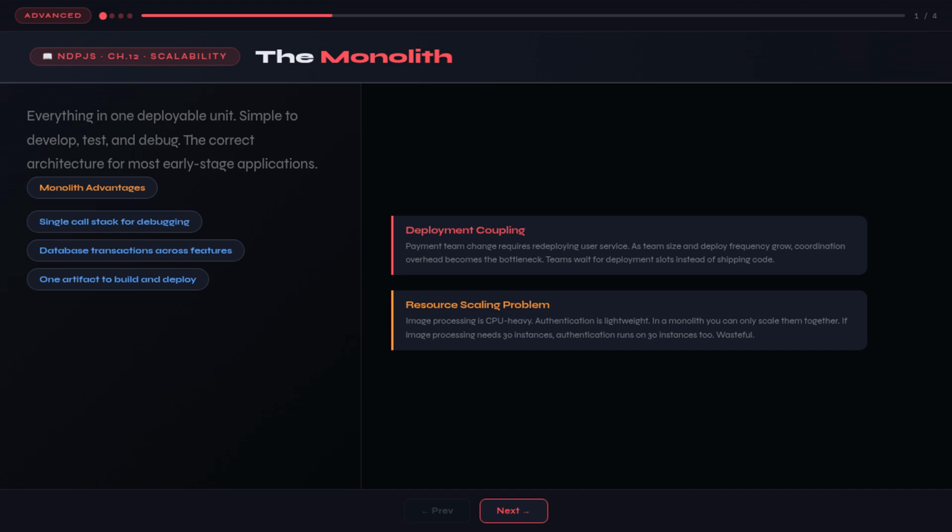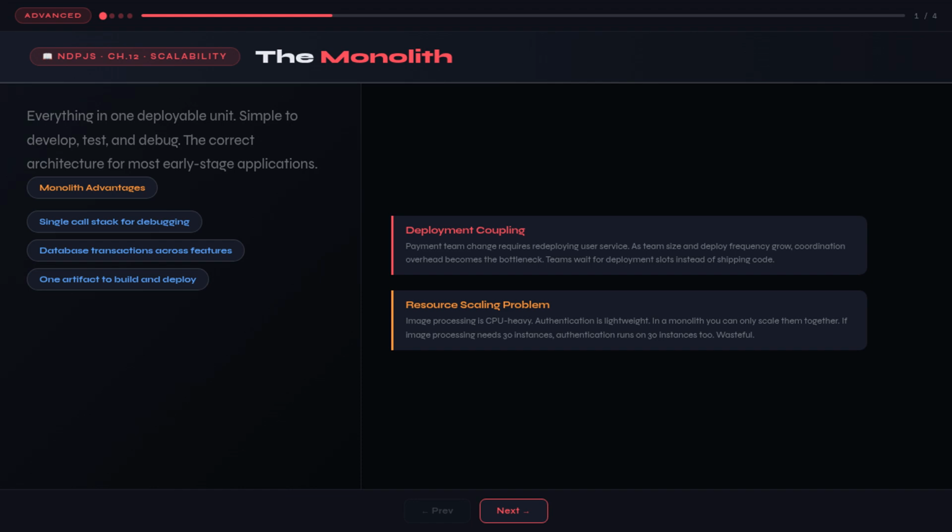Every large application starts as a monolith. This is not a bad thing. A monolith is an application where all functionality lives in a single deployable unit. Your user management, product catalog, payment processing, notification system, search engine, all in one Node.js process. You run tests, build it, deploy it, scale it as a single unit.